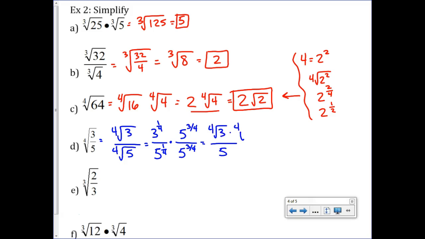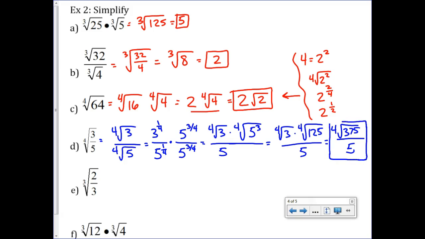Then up on the numerator, I have the 4th root of 3 times the 4th root of 5 to the 3rd. So 5 to the 3rd is 125 times 3. So I have the 4th root of 3 times the 4th root of 125, still over 5. I get the 4th root of 375 over 5. You can look for perfect fourths that'll go into that, but I don't believe there's anything there. So we're just going to leave it like that.